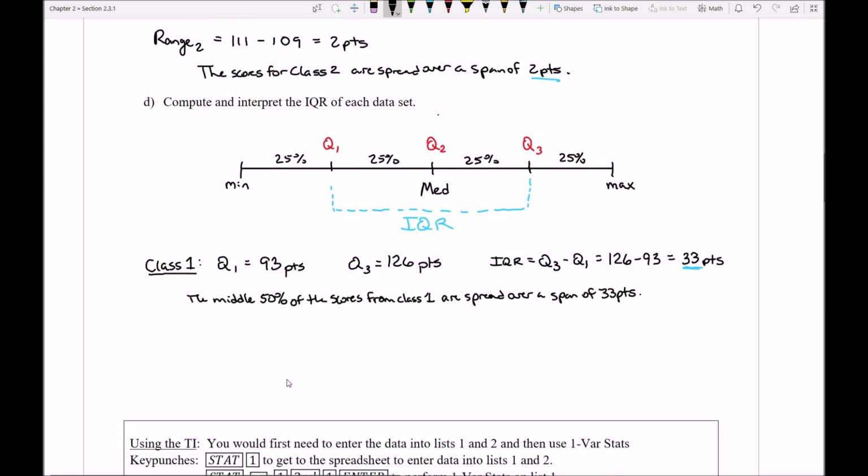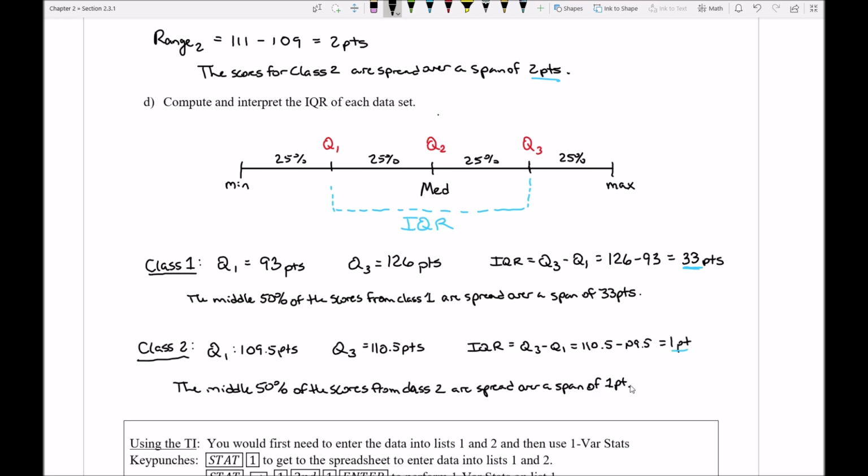Can you go ahead right now and pause the video and see if you can come up with an interpretation for class number 2 as well as the IQR value? Go ahead, hit pause, see if you can work through that. And when you hit unpause, you'll see me going through the solution. Okay, so hopefully you got answers that looked somewhat like this. Class number 2 had a Q1 of 109.5, a Q3 of 110.5, and so my IQR just came out as one single point. So my interpretation would say that the middle 50% of the scores from class 2 are spread out over a span of 1 point.